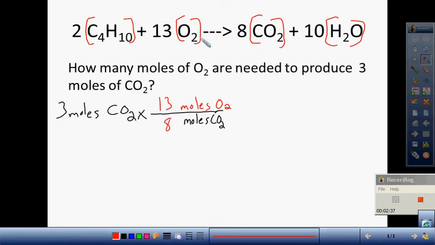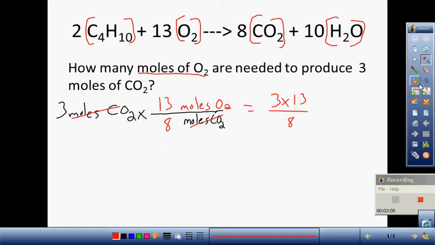Alright, so I have a mole-to-mole ratio. I go to my equation to get my numbers. I'm going to cross off my like units. Now I'm in moles of O2. Am I done? Well, I'm looking for how many moles of O2, so I've matched it, so I'm done. So I'd multiply and divide, and that would give me my answer.